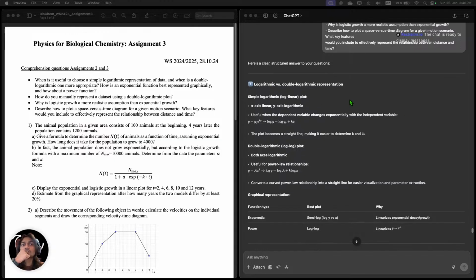Logarithmic versus double logarithmic representation. Simple logarithmic, log linear plot: x-axis linear, y-axis logarithmic. Useful when the dependent variable changes exponentially with the independent variable. The plot becomes a straight line, making it easier to determine k and y0.